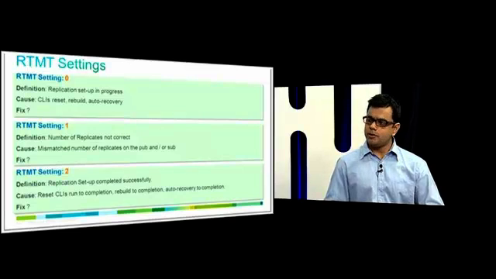The next RTMT setting is status 2, which is by far the best status everybody wants to notice on their RTMT and also on their runtime state output. It tells you that replication is set up and everything's working successfully. What would probably lead to this situation is if you've done a reset from the CLI and that process has completed successfully, or if the rebuild process has been initiated. The last being the auto recovery completing successfully.